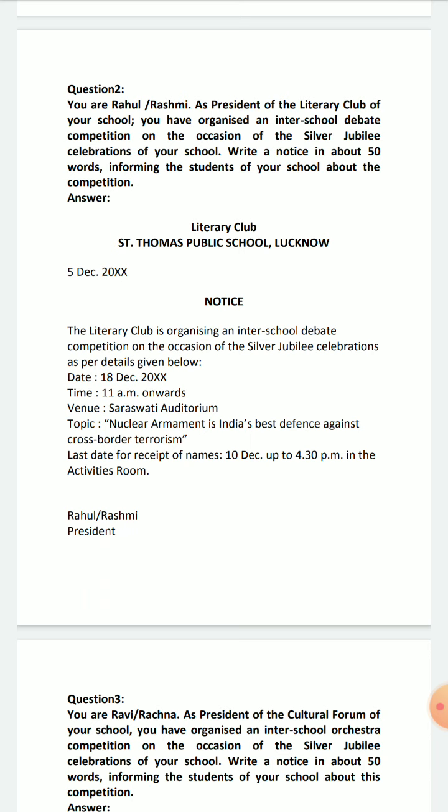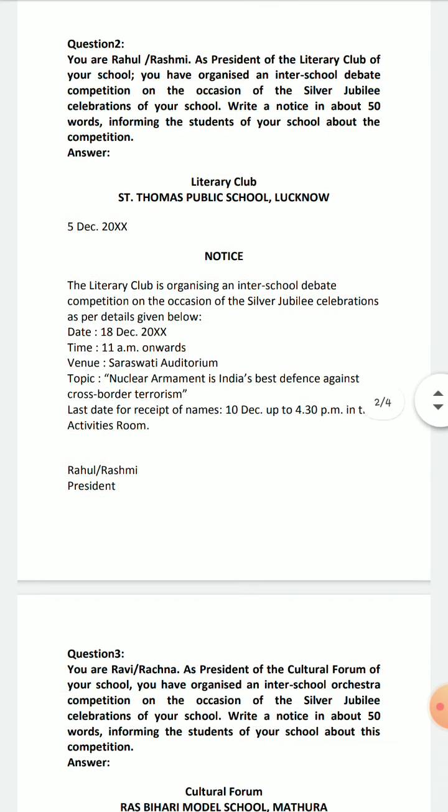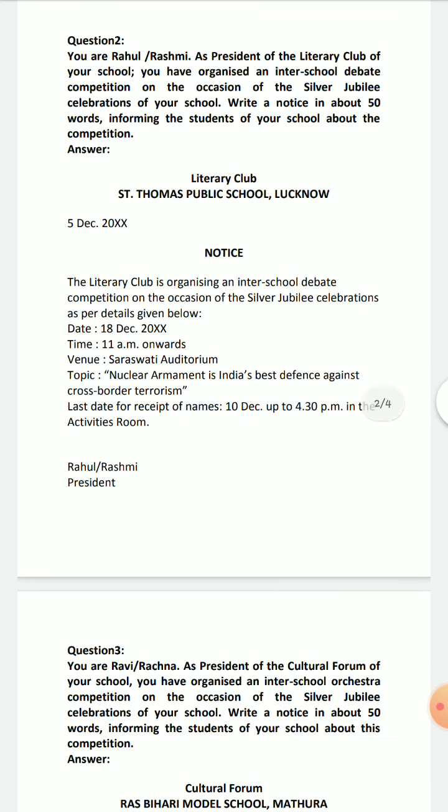The literary club is organizing an inter-school debate competition on the occasion of the Silver Jubilee celebration as per details given below. And see the details. Date you will specify, time also you will specify, venue Saraswati Auditorium. Now all these improvisations you have to do on your own, dear students.